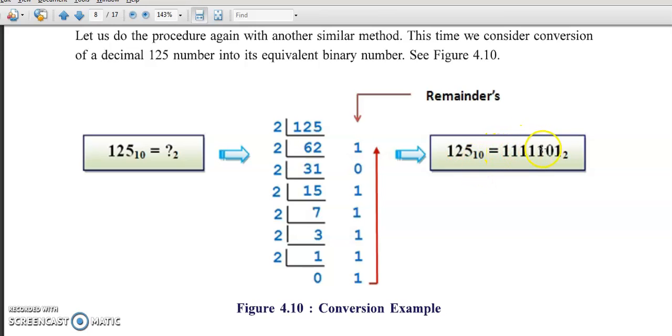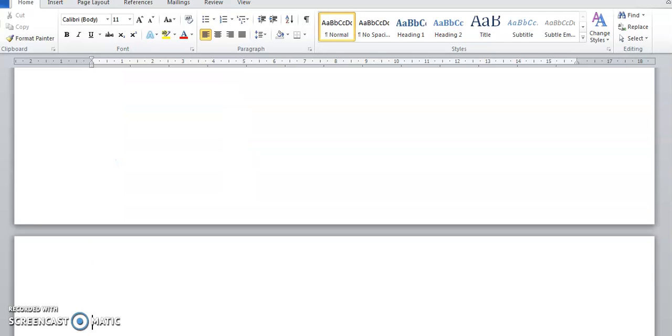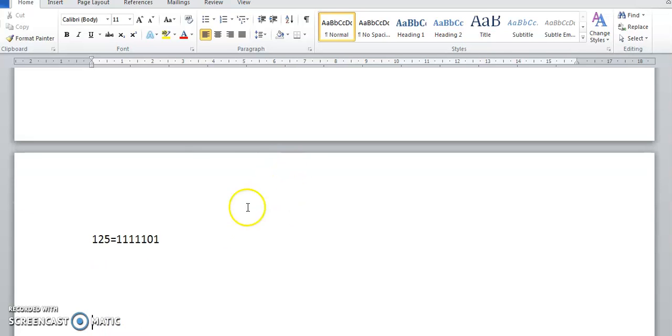So the binary number of the decimal number 125 is 1111101. See, 125 equals 1, 1, 1, 1, 1, 0, 1. Now we will check the decimal value of this, counting the digits: 1, 2, 3, 4, 5, 6, 7.